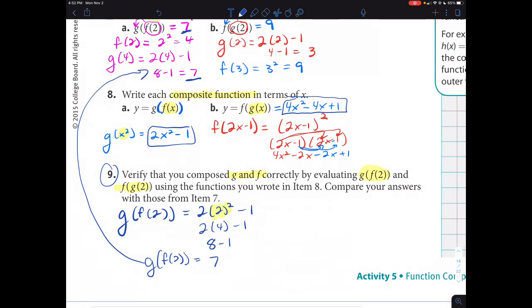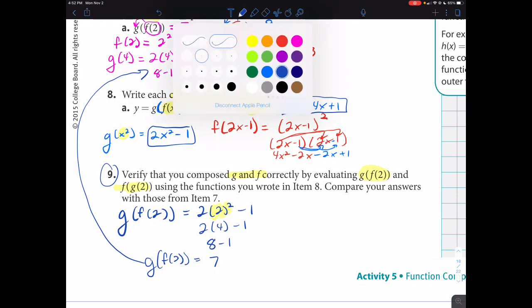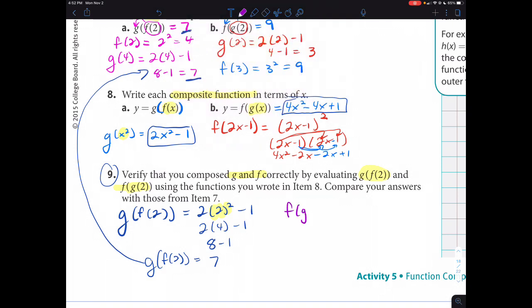Okay, so now when I do f of g of 2, I should get 9 again, except now I'm using the composite function to do it. So I'm going to plug 2 into that thing. So 4 times 2 squared minus 4 times 2 plus 1.